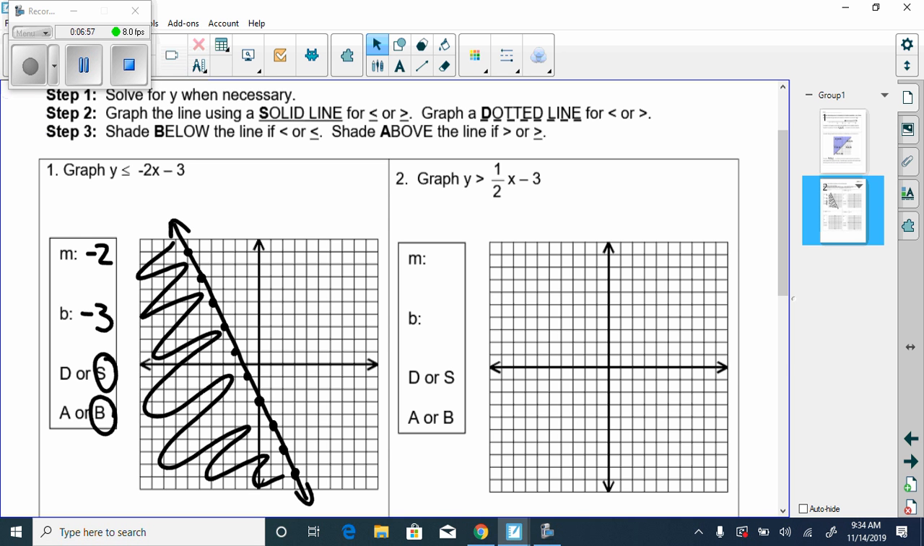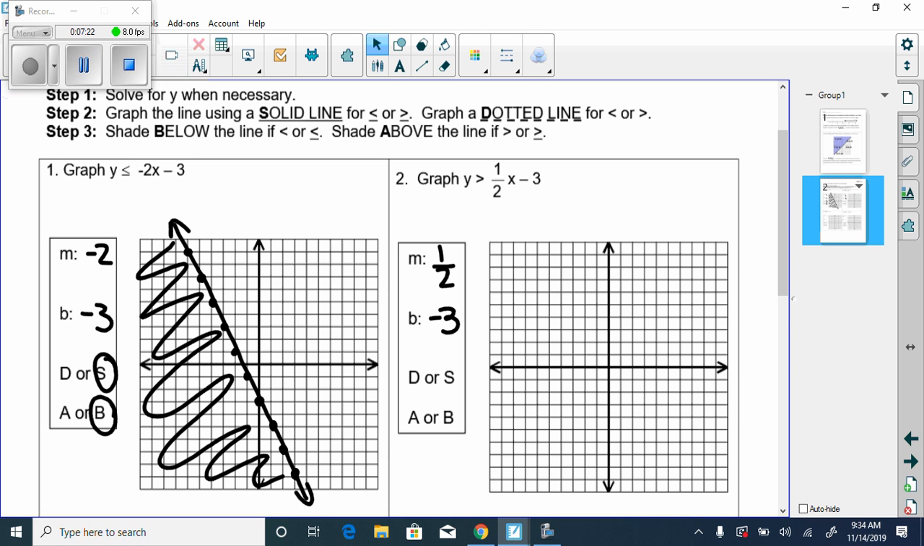All right, let's try number 2 using those 3 steps. So do we need to solve, or is it already in the right form? Right, it's already good to go, so we don't have to worry about that. So then we need to graph it. What's my slope? 1/2, and my y-intercept is -3.